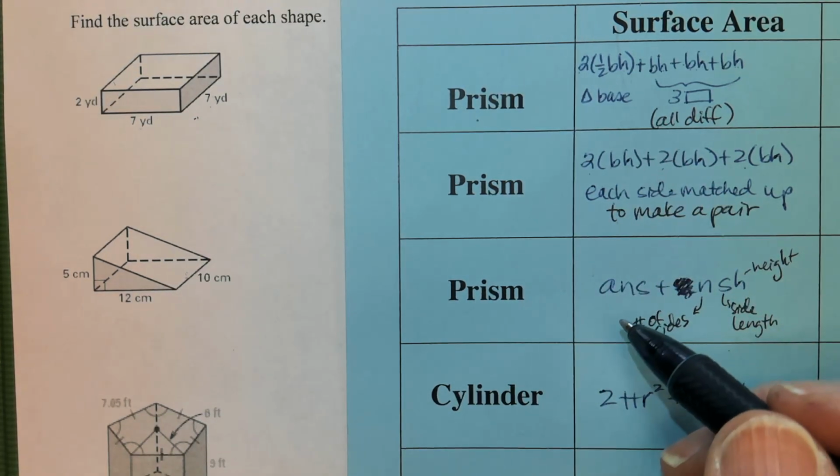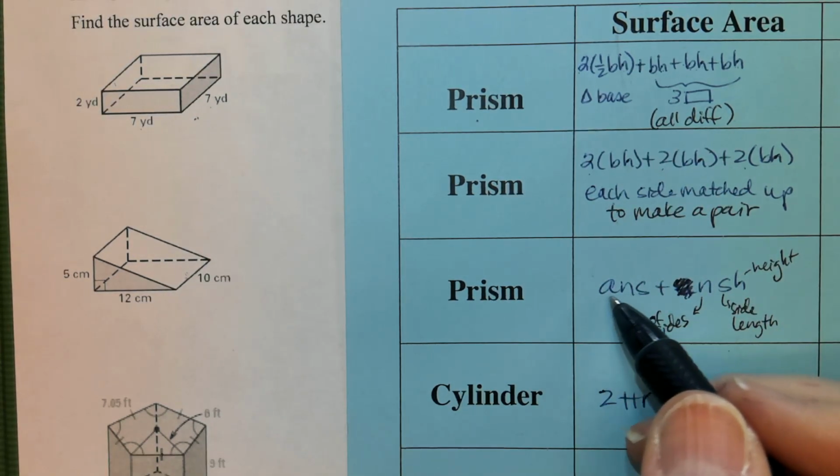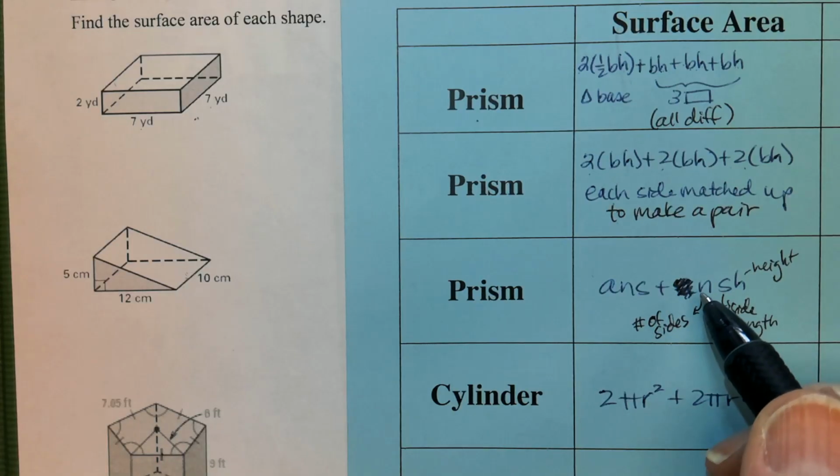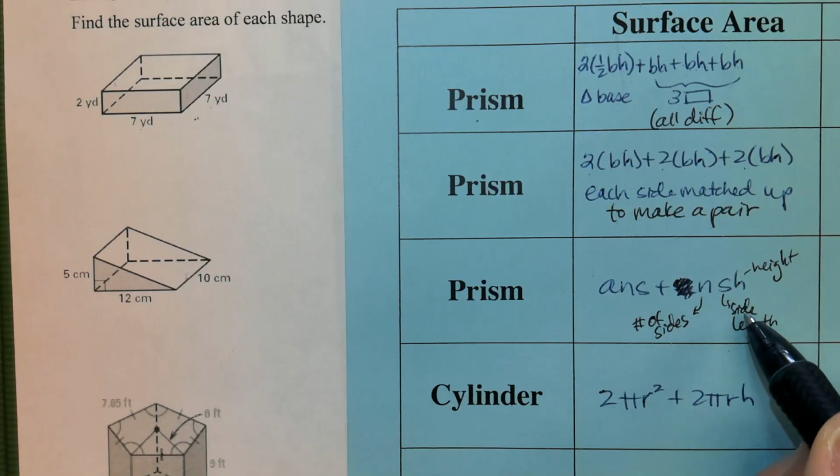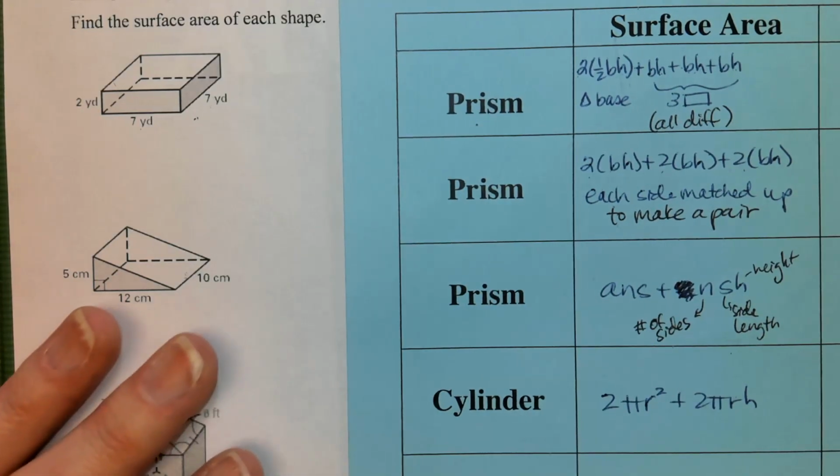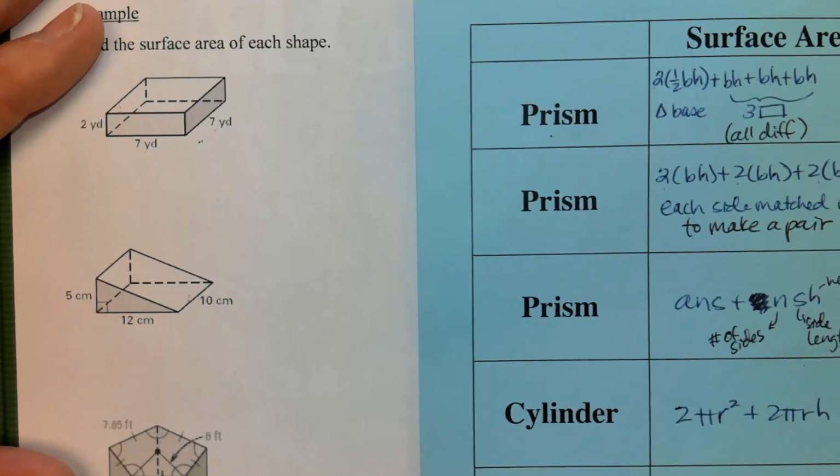So that 2 and the 1/2 kind of cancel each other out. So I'm just left with A and S plus, and then it's NSH. And N stands for number of sides, S is side length, and H is height. So let's tackle these 3.